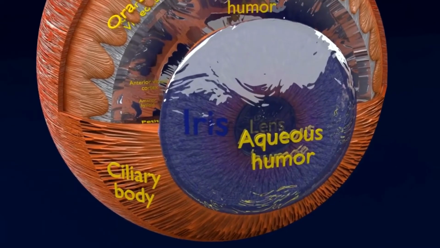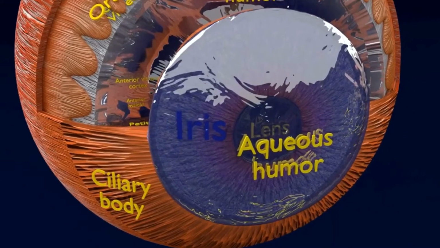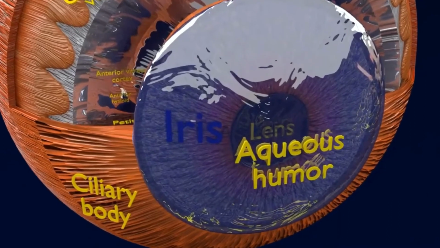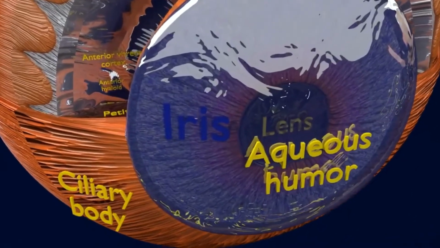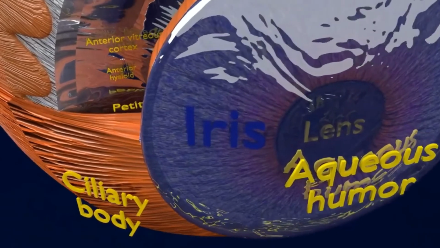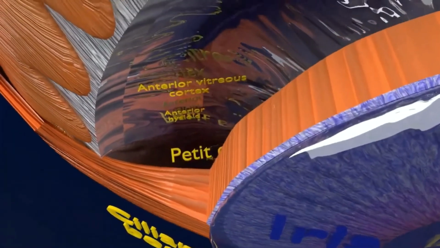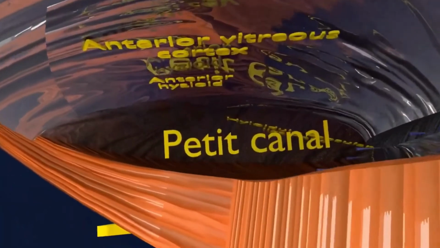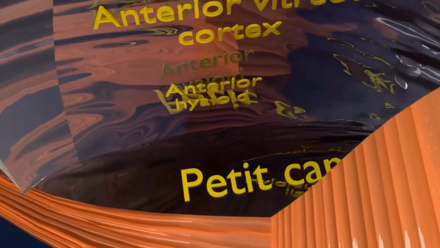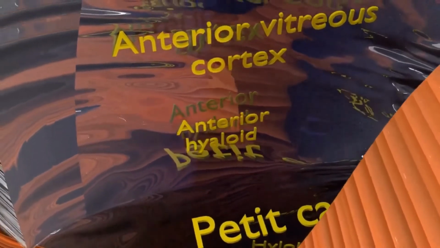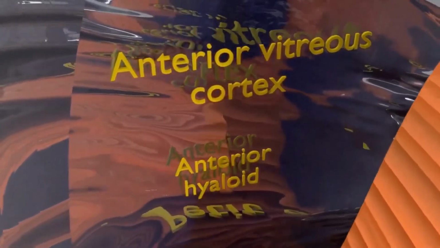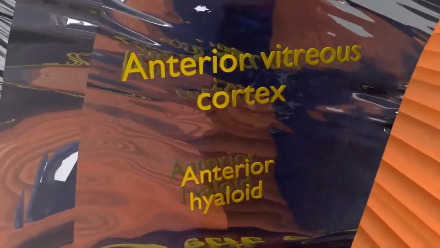Also, now you can see the deeper layer of the retina with its anterior end called the ora serrata, which merges with the ciliary body. The vitreous humor can also be marked out in this view. Now you can see the structural details of the anterior part of the vitreous humor of the eye. Here you can see the Petit canal, also known as the canal of Hannover or capsulohyaloid space, the anterior vitreous cortex, and the anterior hyaloid.